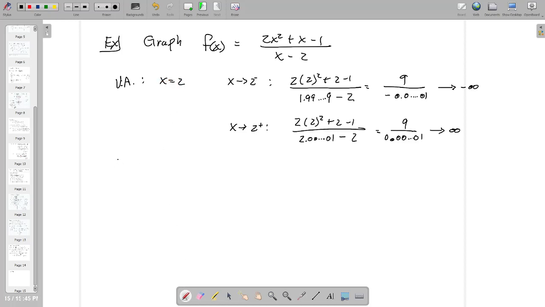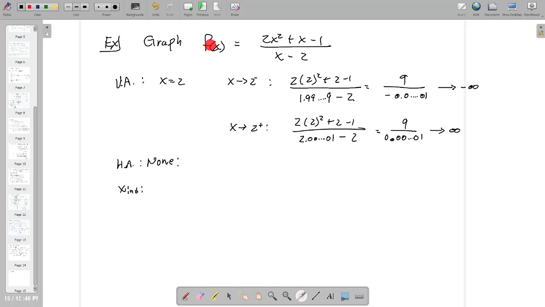We don't have a horizontal asymptote because the degree of the numerator is larger than the degree of the denominator. But we will have a slant asymptote instead because the degree of the numerator is exactly one more than the degree of the denominator. So I'll show you how to do the slant asymptote in a second, but that's going to take the place of our horizontal asymptote.